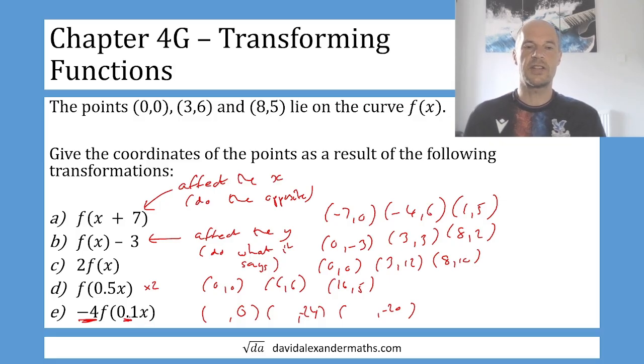This 0.1, that is inside the bracket, so it's going to affect the x. We do the opposite of what it says. Instead of 0.1 times x, we're going to divide by 0.1. So dividing by 1/10 is the same as multiplying by 10. So I'm going to multiply all the x values by 10, so that'll be (0, 0). 3 times 10 is 30, so that'll be (30, -24). And 8 times 10, that'll be 80, so (80, -20).